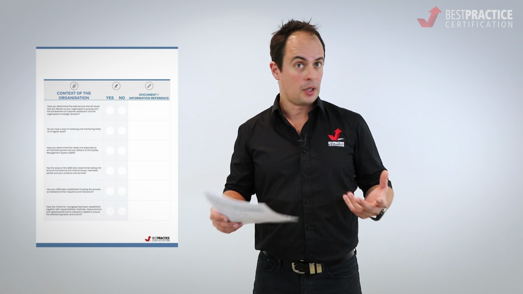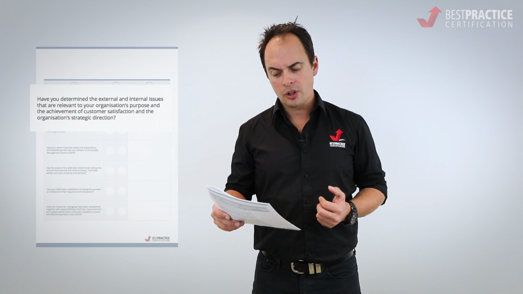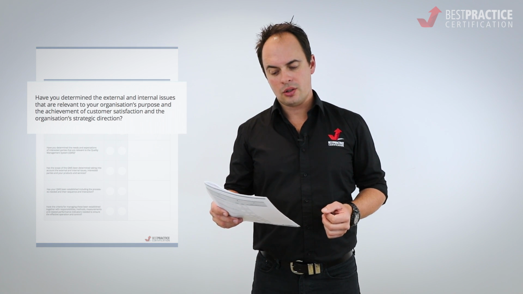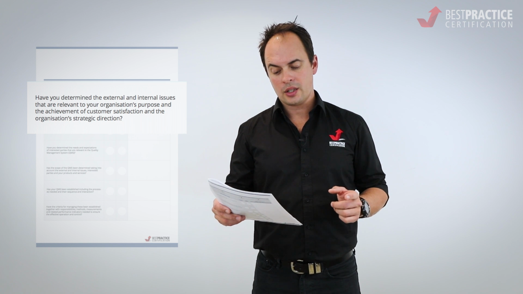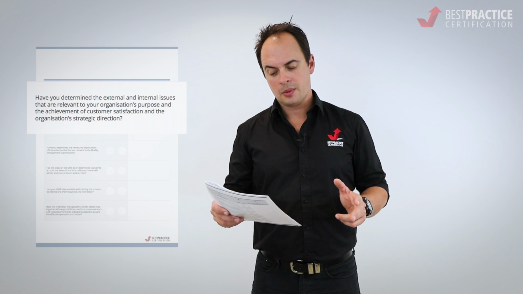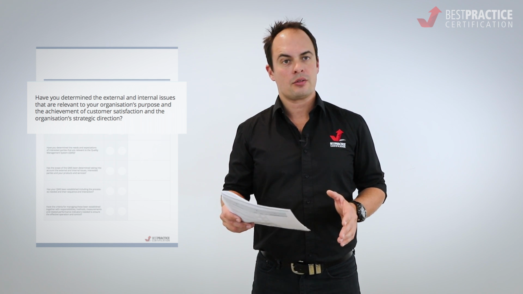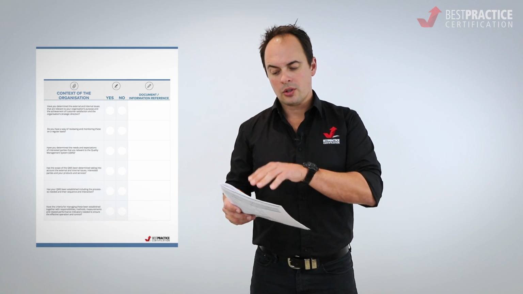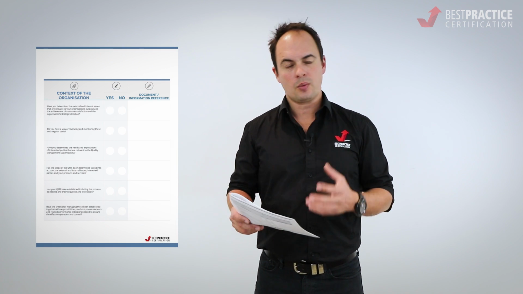I'm just going to read the question and we're going to have a quick chat about it. Have you determined the external and internal issues that are relevant to your organisation's purpose and the achievement of customer satisfaction and the organisation's strategic direction? So what we're talking about over on the right hand side of the checklist is what documents or what reference material or what evidence would you present to prove that you're doing that. I've got three top things that you could look at.